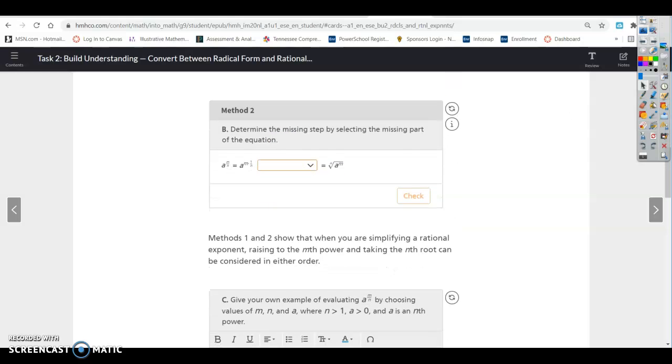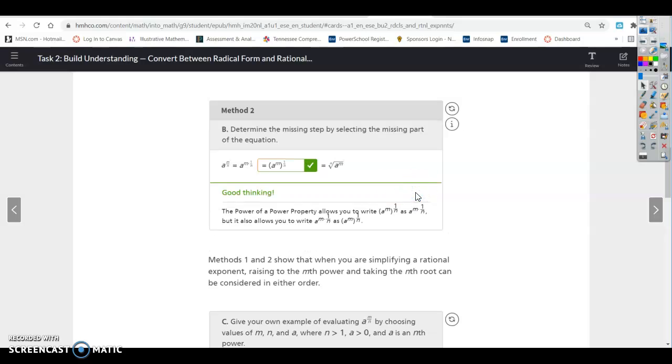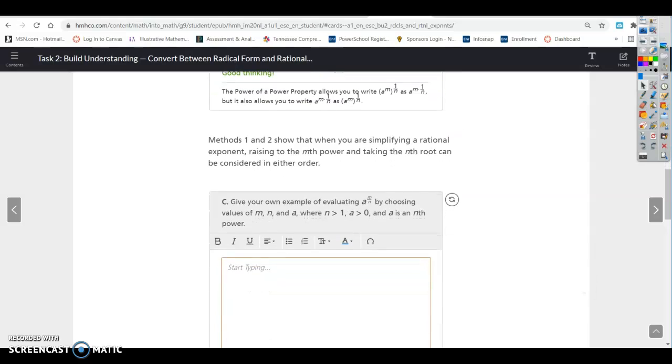All right, determine the missing step by selecting the missing part of the equation. Okay, same kind of thing. A raised to the m over n power equals a to the m times 1 over n. What is the missing step? That's going to be a to the m times 1 over n. And again, all they did there was add the parentheses to show that that is a power to a power property.